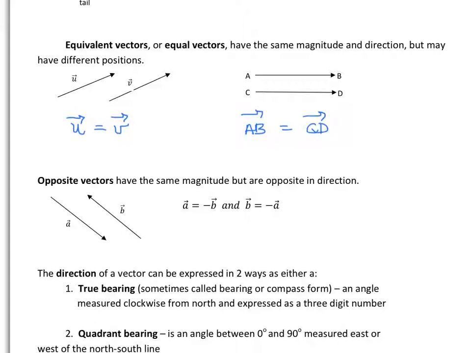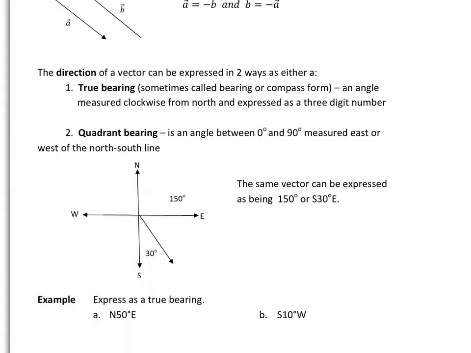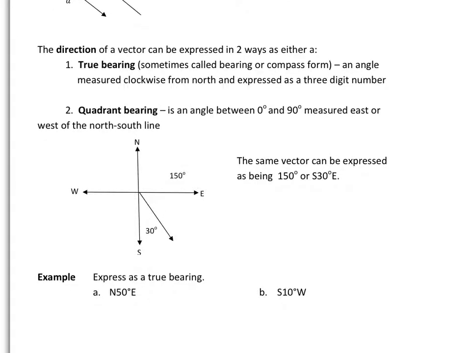The direction of a vector can be expressed in two ways. Either as a true bearing, which is sometimes just called a bearing or compass form, which is an angle measured clockwise directly from north and expressed as a 3-digit number. So in your example here, that would be this angle here of 150 degrees.